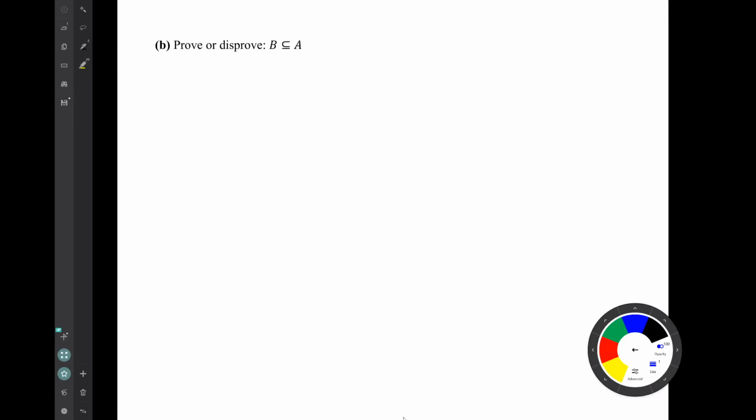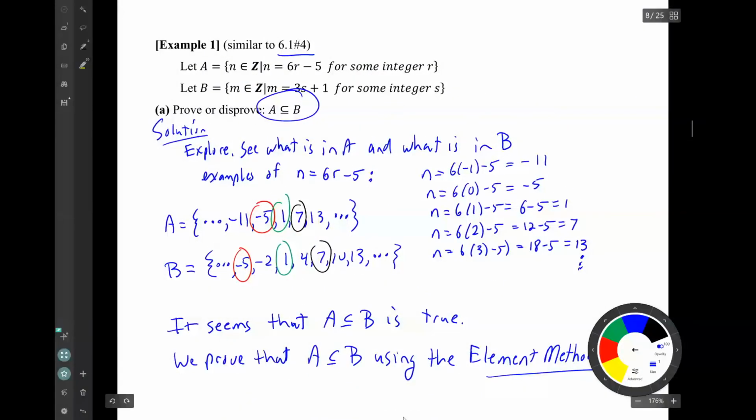Prove or disprove. B is a subset of A. Well, let's go back up and look at our sets A and B. To say that B is a subset of A would mean that every element of B is also an element of A. Well, we see that doesn't seem true. I mean, we can see some numbers that are in B that are not in A. So we know that the statement that B is a subset of A is not true.